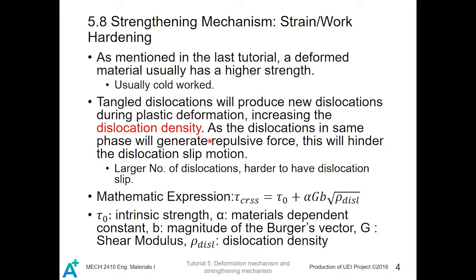And that is the mathematical expression. The critical resolved shear stress is equal to the intrinsic strength plus a constant times the magnitude of the Burgers vector b, times the shear modulus, and times the square root of the dislocation density. Again, you can see that with more dislocation density, the strength will increase more.